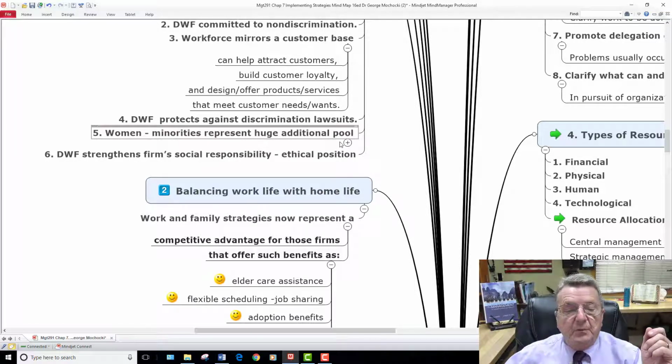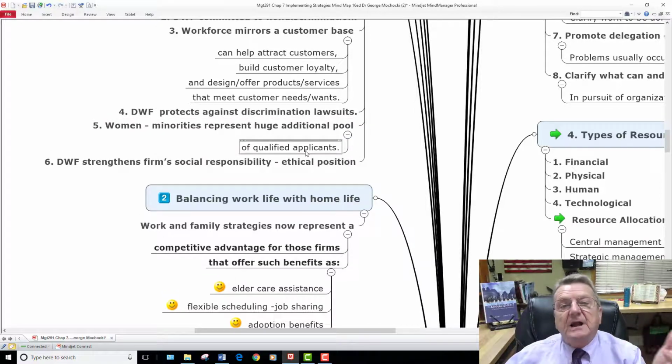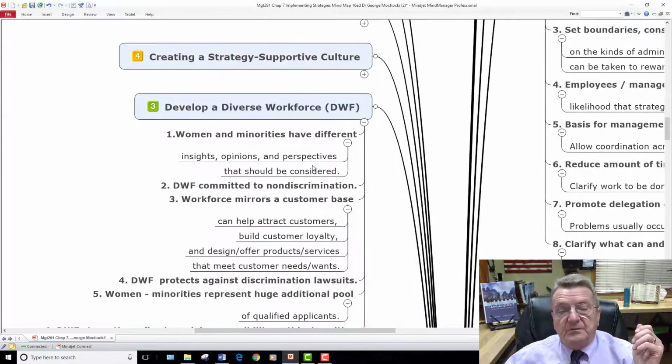Okay, women and minorities represent a huge additional pool of qualified applicants. If you're looking at college degrees and everything else, more women are getting college degrees than men. They're more educated. They control more of the finance. They control all the money. Bring them in. They got a different way. They're more of a participative type of managers. They work well. Hey, not all. Come on, man. I'm not stereotyping, generalizing. Okay, a diverse workforce strengthens the firm's social responsibility and ethical position.